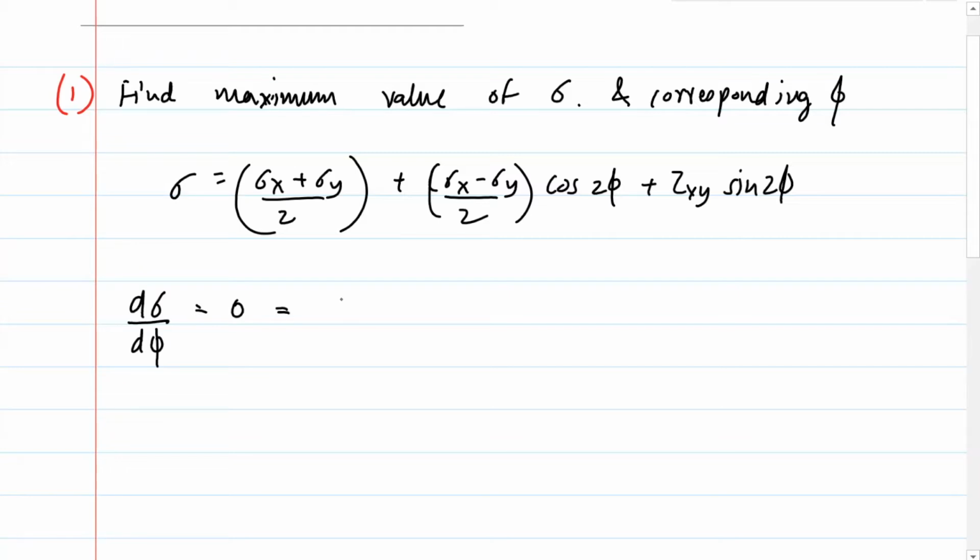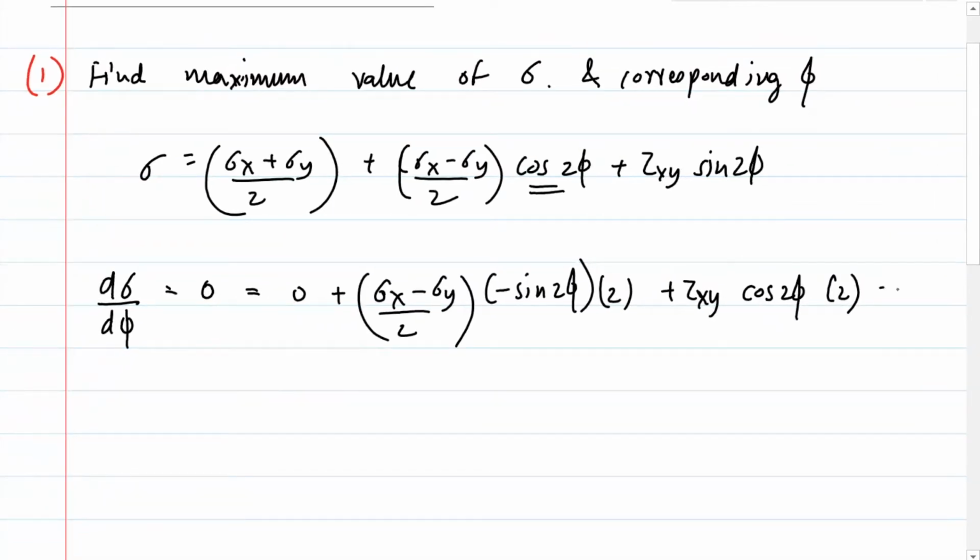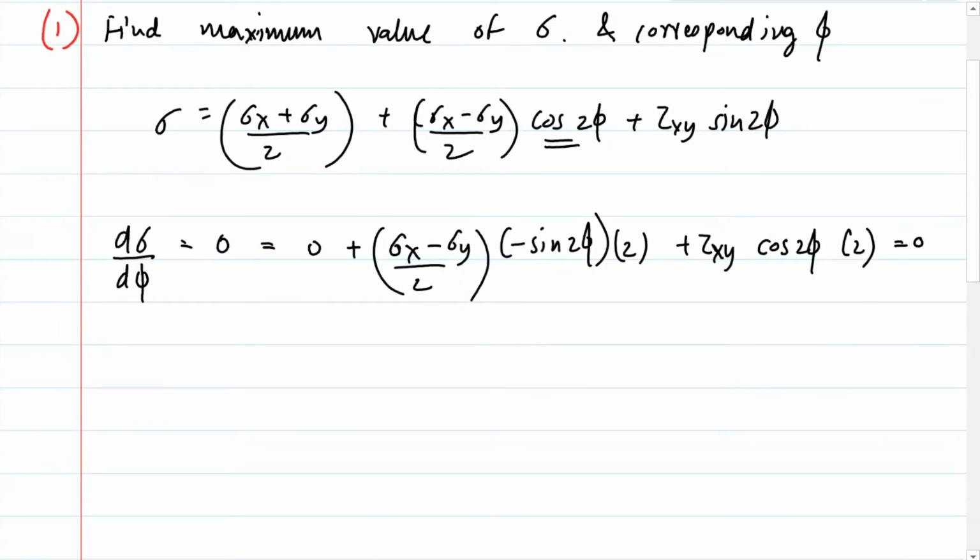Setting it to zero, the first term is constant, so its derivative is zero. The second term has sigma x minus sigma y divided by 2. Note that sigma x and sigma y are constants, so they'll show up as they are. We only have to take the derivative of cosine 2 phi, that's minus sine 2 phi, times the derivative of 2 phi with respect to phi, that's 2. Then tau xy is a constant, and the derivative of sine 2 phi is cosine 2 phi times 2. If you take that and set it equal to zero, we can solve for phi.